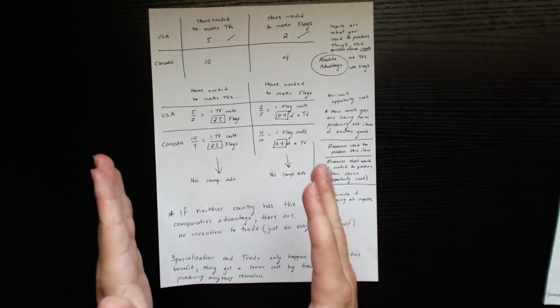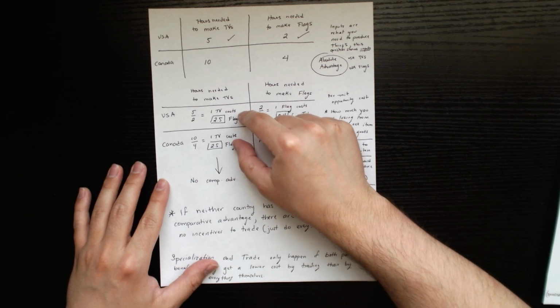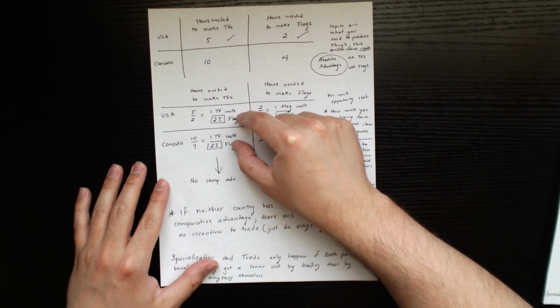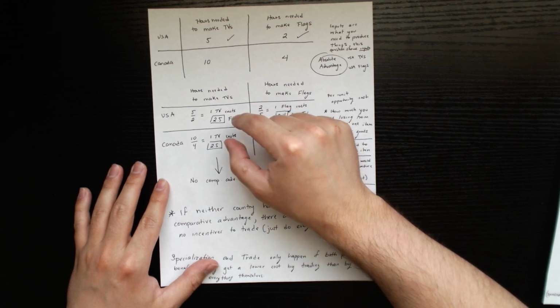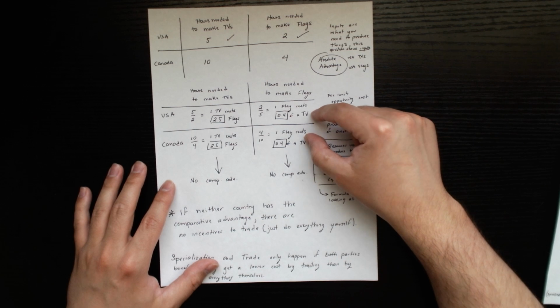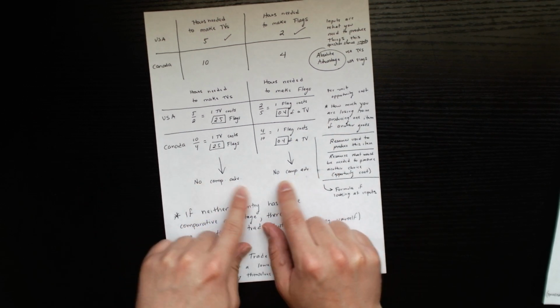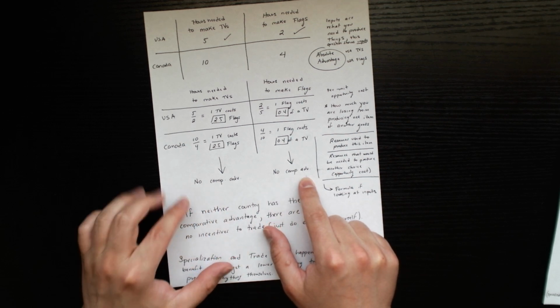Here we have a very interesting scenario where the per unit opportunity costs for both countries in making TVs are the same. And same thing for making flags. The per unit opportunity costs for making flags are both the same. So neither country has a comparative advantage in either of the goods.